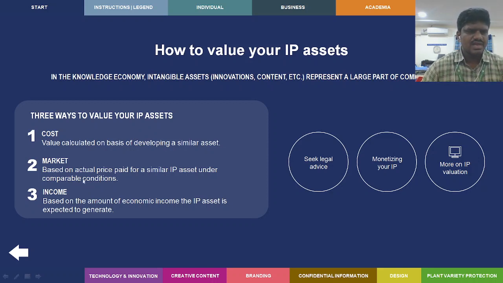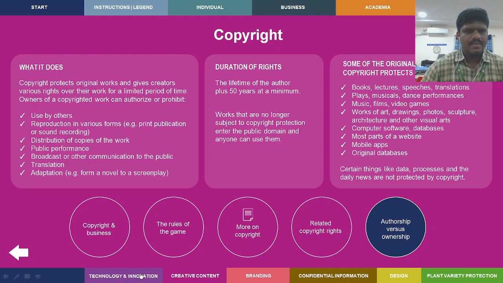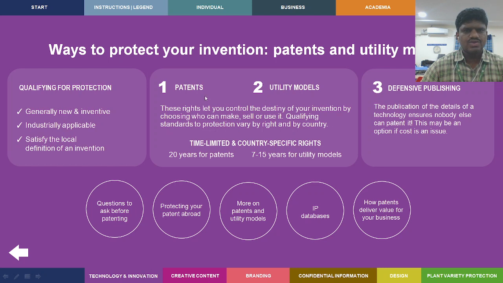In the world or in any business model, then come to income. How much income will you get? You have to expect it and do some calculations, right? Like this you have to do. Next, brand. Very important. The first one is the patent. We know how to do the patent, and all these things I will tell you later, one by one.